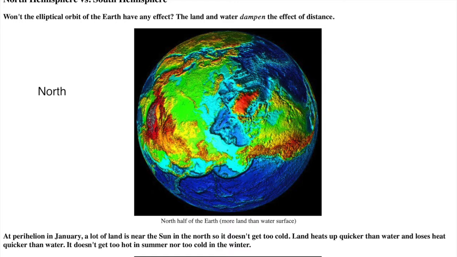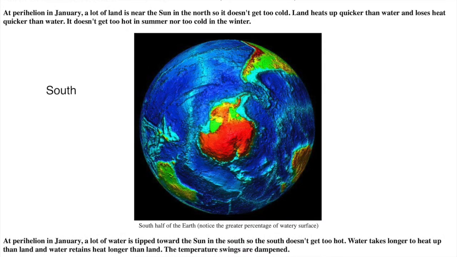Land heats up quicker than water, and land cools off quicker than water. The northern hemisphere, therefore, doesn't get too hot in the summer, nor too cold in the winter. Contrast that with the southern hemisphere, where all that water means it takes longer to heat up during the perihelion and longer to cool off at the Earth's aphelion, farthest distance to the sun. Again, the southern hemisphere doesn't get too hot in the summer, nor too cold in the winter.